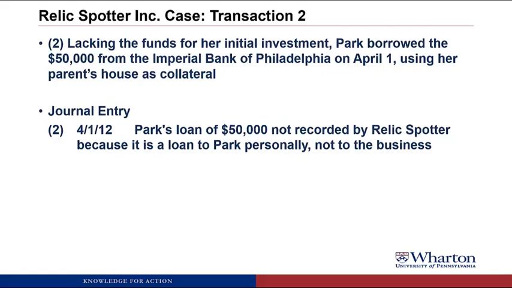So there's something called the entity concept, which says the only thing that should go in a company's books are transactions for the company, not transactions for the employees. So we want to keep this separate. Rebecca Park's personal loan does not show up in the Relic Spotter books. Now, having said that, this is the only time I'm going to do this trick. In the rest of the case, I'll talk about Rebecca Park does this, Rebecca Park does that. But for the rest of the case, she's doing things on behalf of the company. So you're not going to see this trick again.